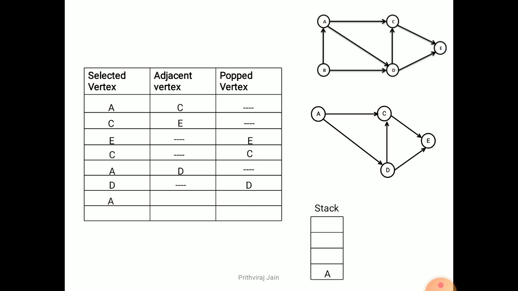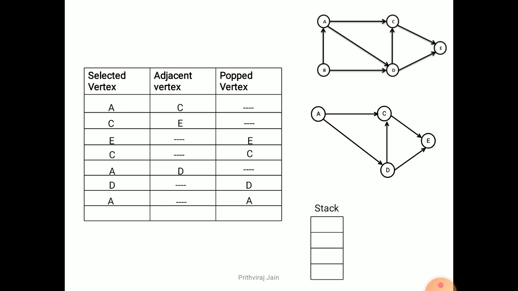Now based on the top of the stack we have A, so the next selected vertex is A. From A, the adjacent vertices are C and D. Both C and D are visited, so there is no vertex adjacent to A which is not visited. So we pop A from the stack. The popped vertex is A.